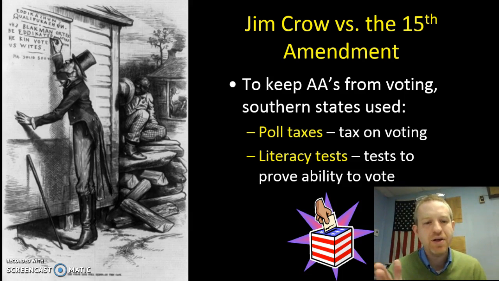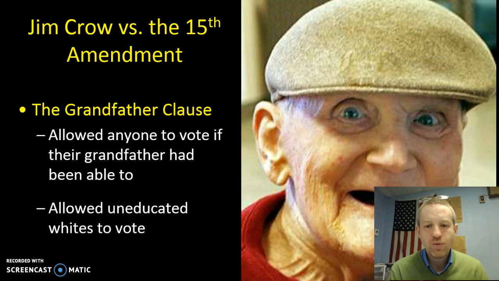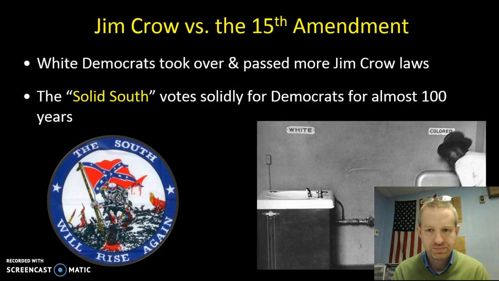So what does happen if you are, like this guy in the cartoon, too uneducated to vote, but you're white? Well, they passed this thing called the grandfather clause, which says that if your grandfather could legally vote, you can too, even if you can't pay the poll tax, even if you can't pass the literacy test. So this allows uneducated white people to vote. Now think about that for a second. How does the grandfather clause not help the black people too? Because their grandfathers were slaves. Of course they couldn't vote. So this is definitely discriminatory.